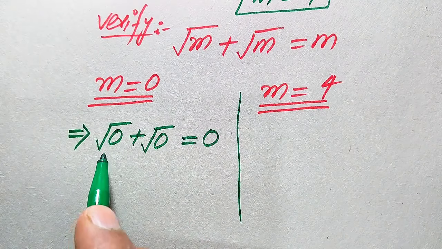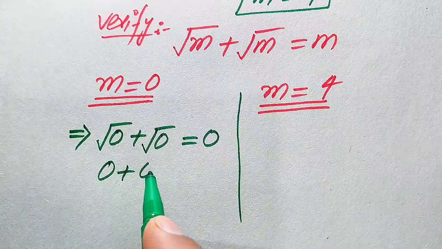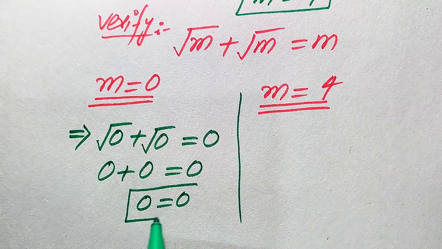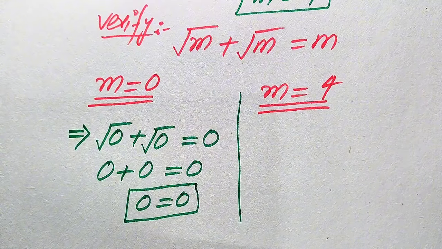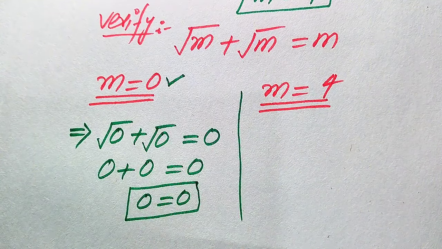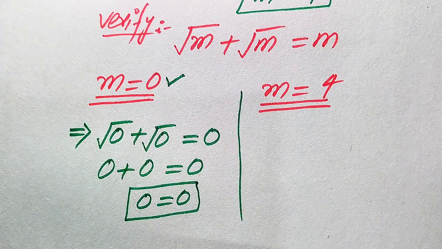And in the next step we have the square root of 0 becomes 0 plus 0 equals 0, and we obtain 0 equals 0. This shows that both of the sides are equal, and if both of the sides are equal, this means that the value of m equals 0 satisfies our given question statement.